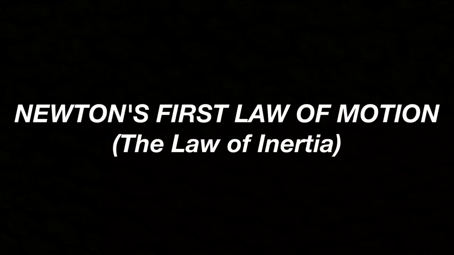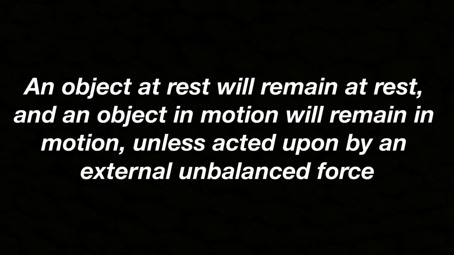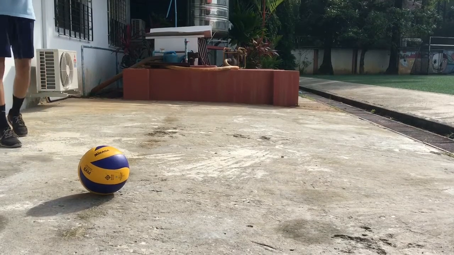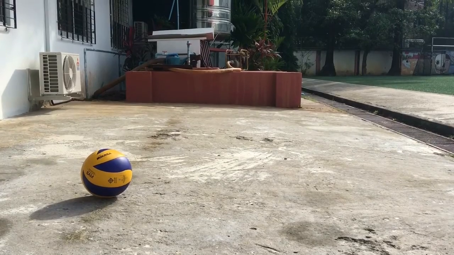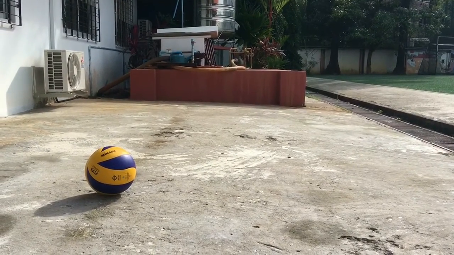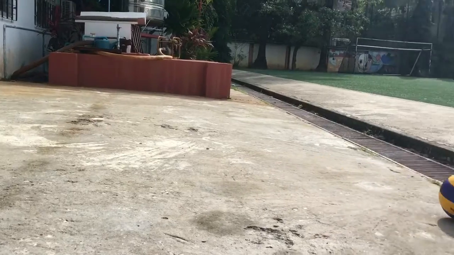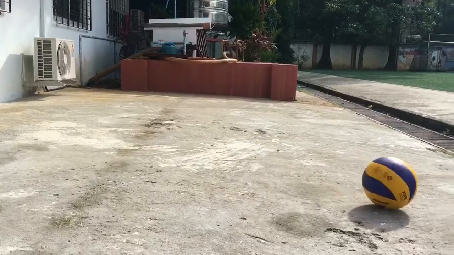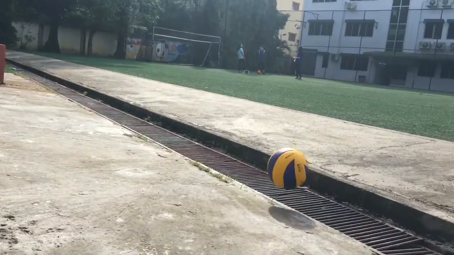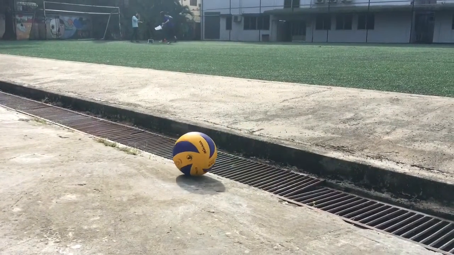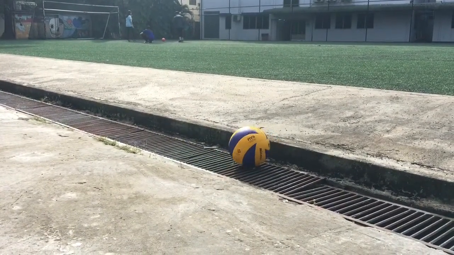Newton's first law of motion is the law of inertia, which states that an object at rest will remain at rest and an object in motion will remain in motion unless acted upon by an external unbalanced force. So here the ball is staying at rest until it gets kicked. The kick is the external unbalanced force that makes the object, which is the ball, move. The ball will remain in motion, but it runs into the wall, which acts as another external unbalanced force, and it stops the ball from moving.